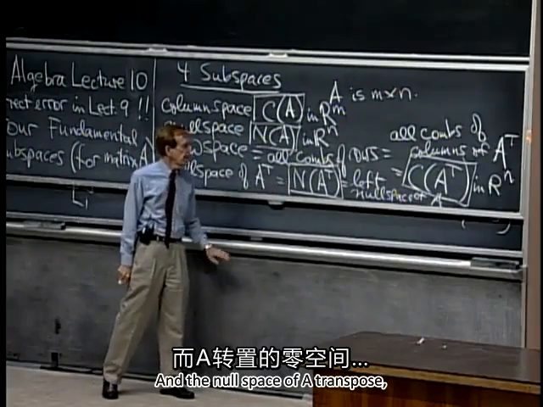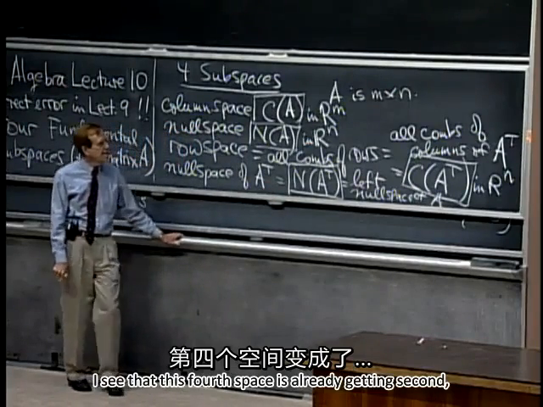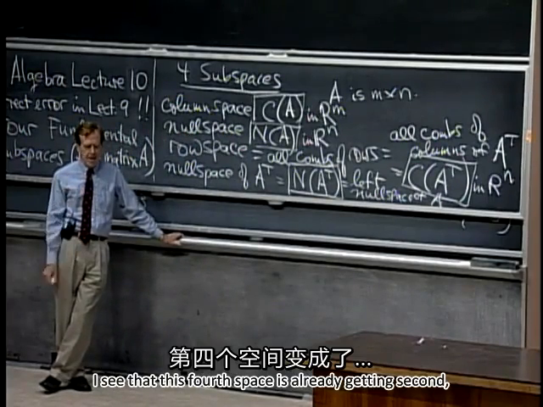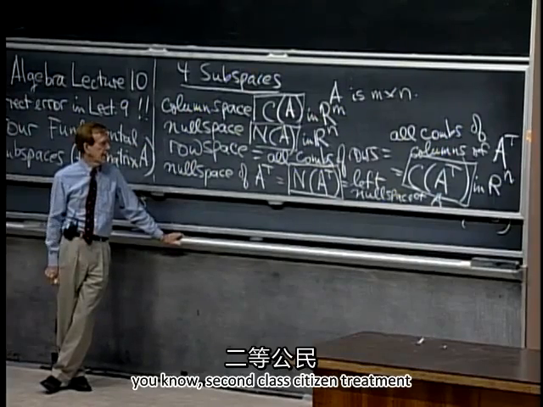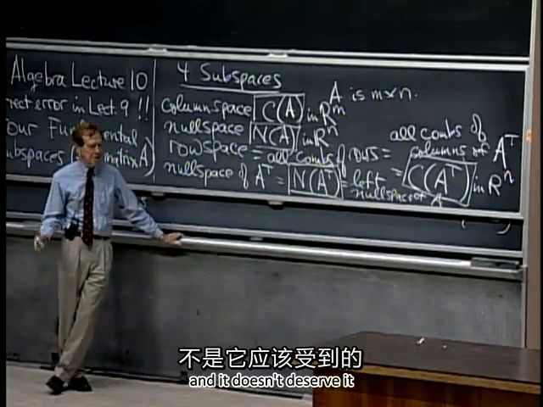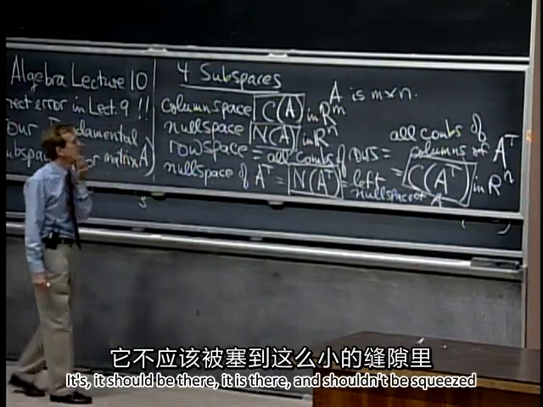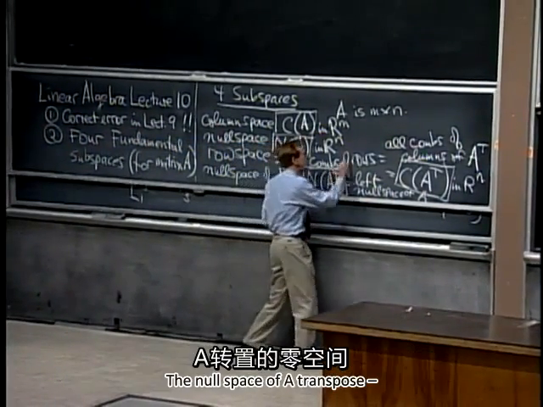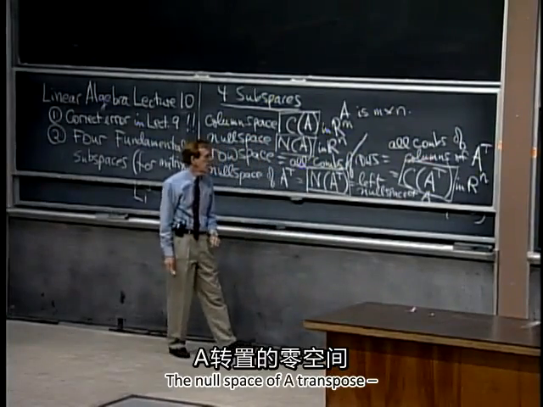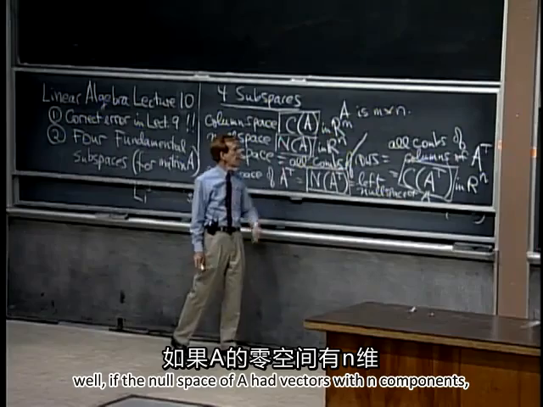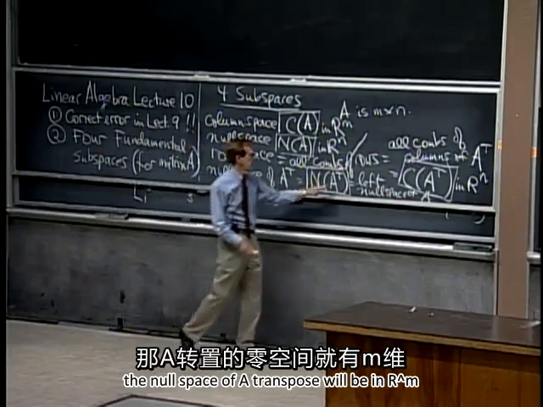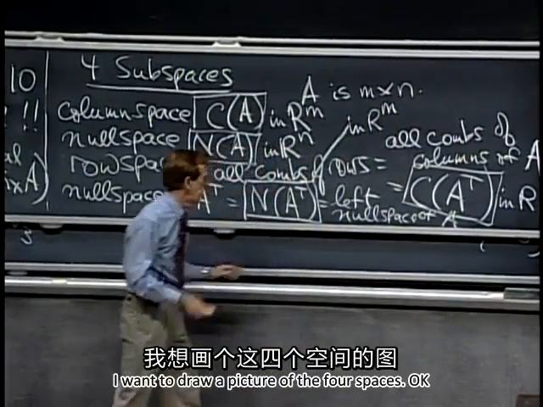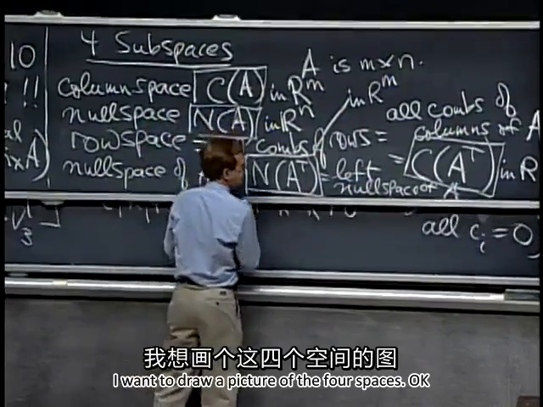And the null space of A transpose, I see that this fourth space is already getting second-class citizen treatment, and it doesn't deserve it. It should be there, it is there, and shouldn't be squeezed. The null space of A transpose, well, if the null space of A had vectors with n components, the null space of A transpose will be in Rm. I want to draw a picture of the four spaces.